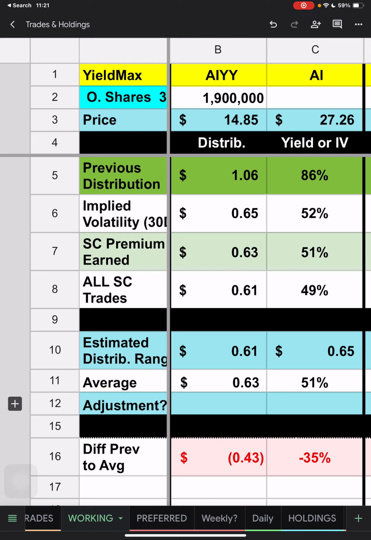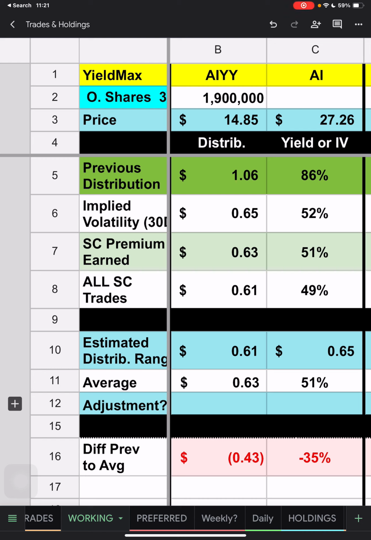So line number 5 is easy, right? That's the previous distribution. So this would have been the distribution from last month, $1.06. Of course, this is rounded. With at that time an 86% yield.